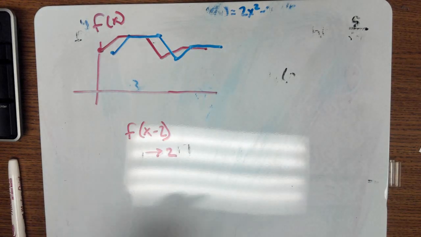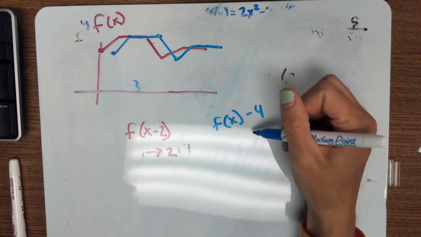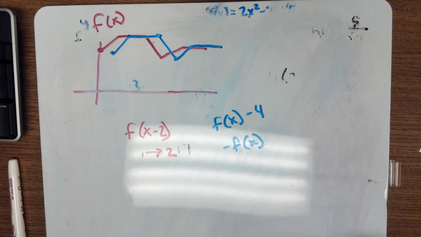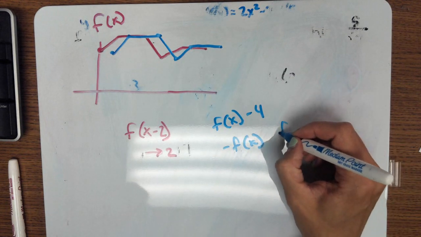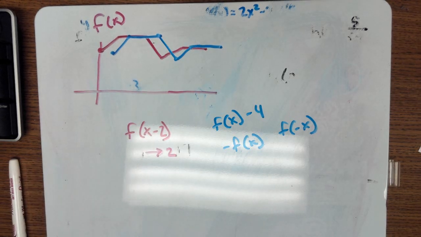You could do anything here. You could do f of x minus 4, and that's going to shift the graph down 4 units. You could do negative f of x, and it's going to reflect it over the x-axis. F of negative x is going to reflect it over the y-axis. So any of those still apply. You're just using it in a more general form.